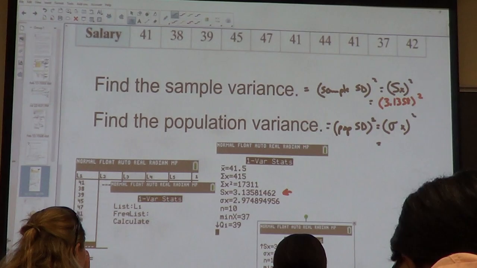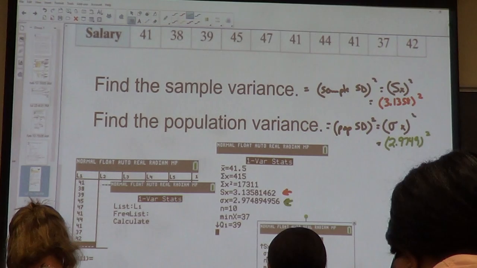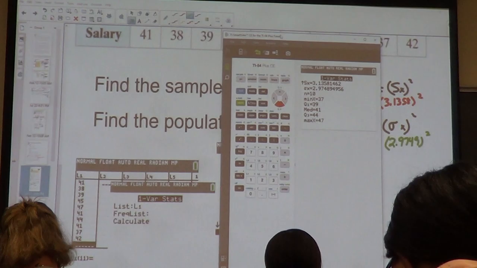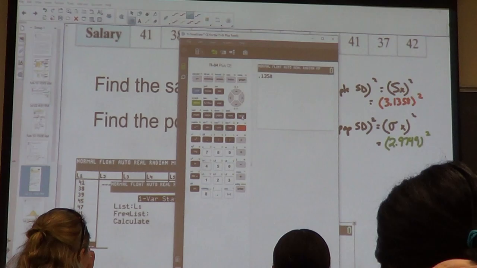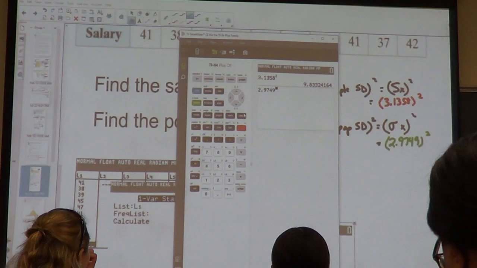And this one is going to be 2.9749 squared. Our answers may be a little bit off because of rounding. 3.1358 to the second, and 2.9749 to the second.